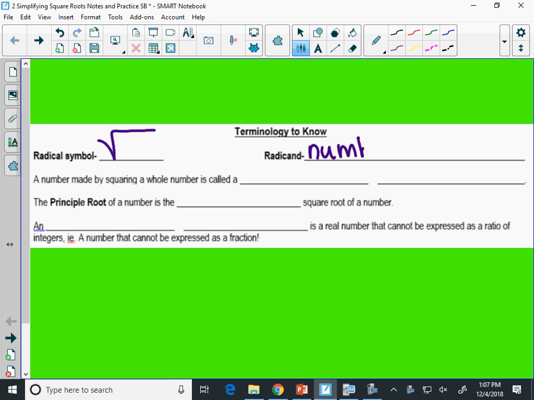All right, because it's the English language and because that's just how things work, we like to put names for everything. So the number underneath the square root is called the radicand. What's one more word you know in your life?